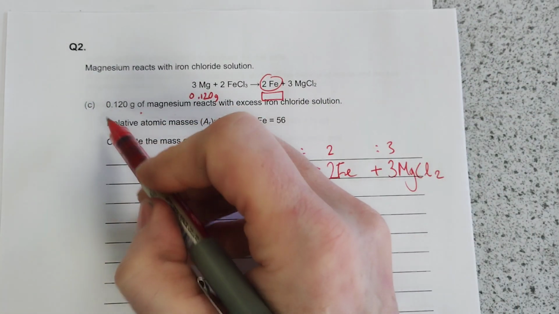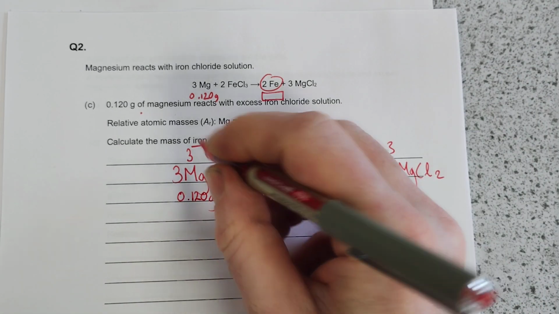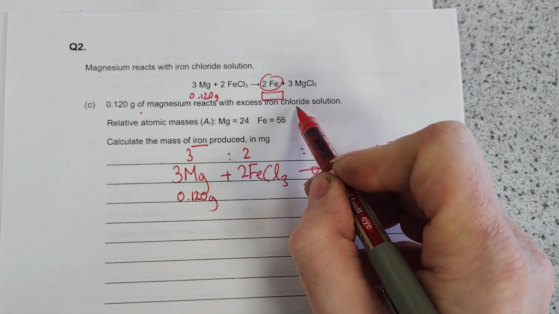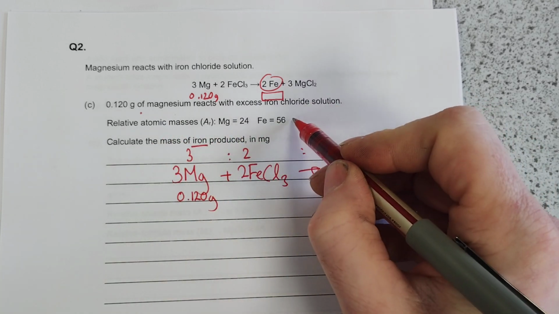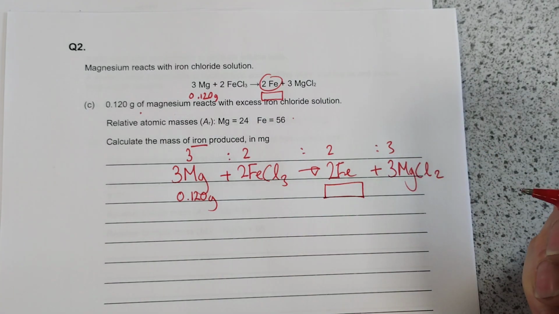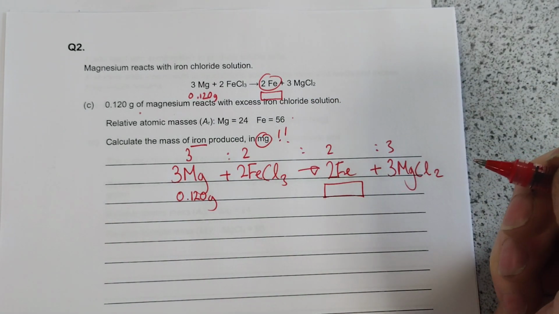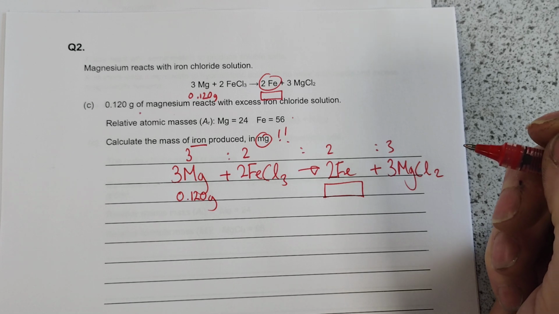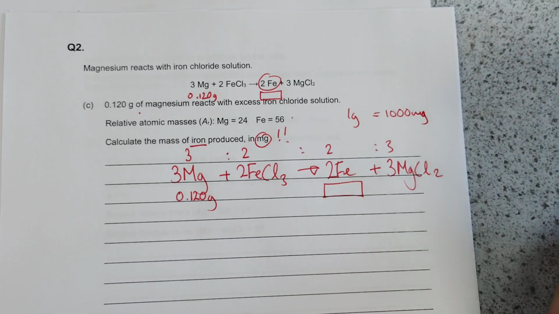All right, 0.120 grams of magnesium reacts with excess iron chloride, so you've got loads of this. Here are some relative atomic masses. They're going to be useful in a minute. Calculate the mass of iron produced. So there's iron. All right, in milligrams. Again, they like this, don't they? So you be aware of that in the exam, please. 1 gram equals 1,000 milligrams.